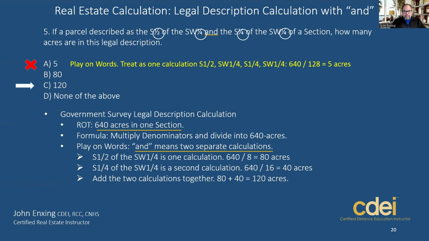Okay. Remember, at the bottom, I put in, remember the word "and," you work each side and add them together. If the word "and" is not there, then you multiply it, then you would get 5 acres. That's always something to remember. I put a big star by it, okay? The word "and," you got to watch that in the legal description of a real estate calculation.